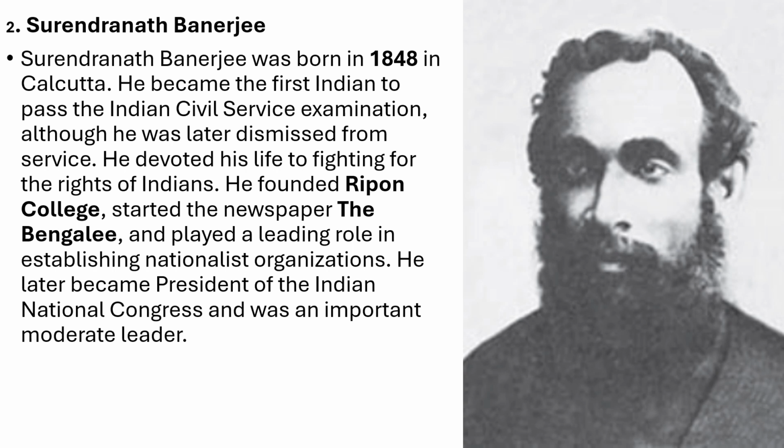Surendranath Banerjee. Surendranath Banerjee was born in 1848 in Calcutta. He became the first Indian to pass the Indian Civil Service examination, although he was later dismissed from the service. He devoted his life to fighting for the rights of India. He founded Ripon College, started the newspaper The Bengalee, and played a leading role in establishing nationalist organizations. He later became president of the Indian National Congress and was an important moderate leader.